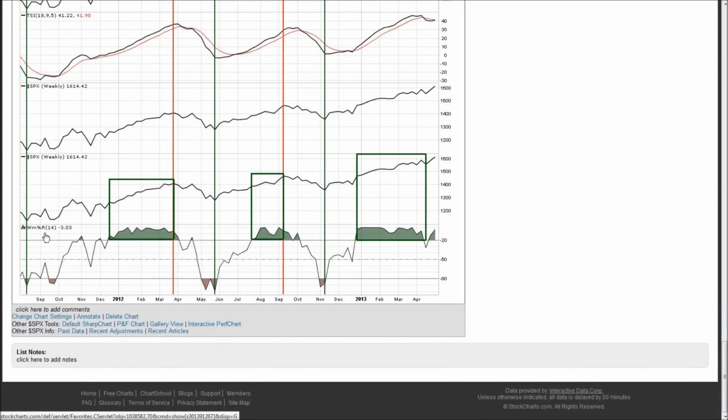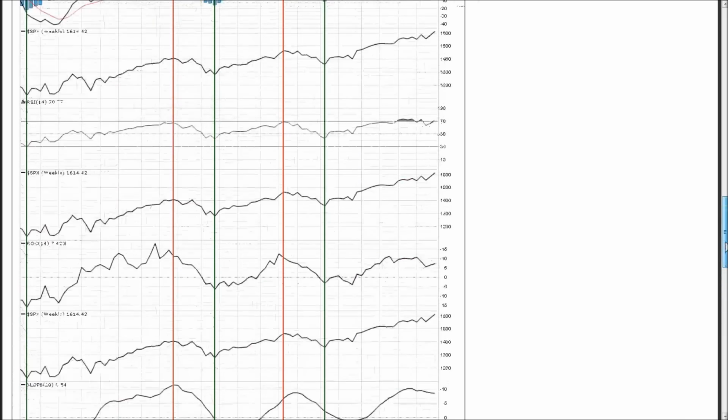Williams %R, similar setup. Overbought, good things tend to happen. One more comment before we leave this chart.